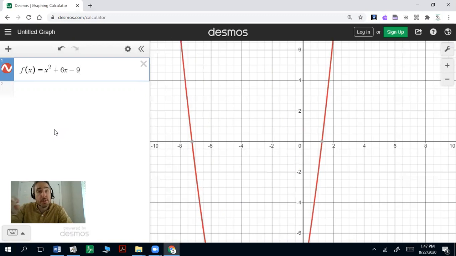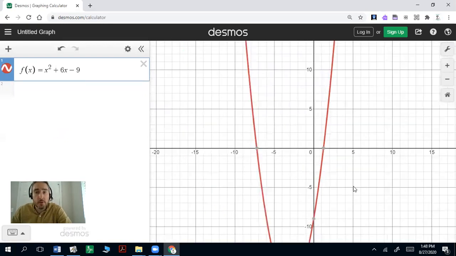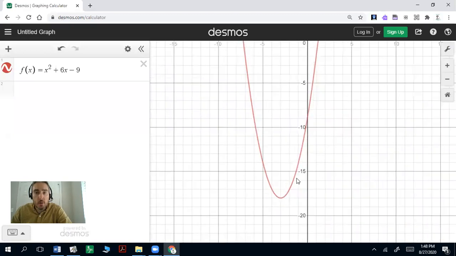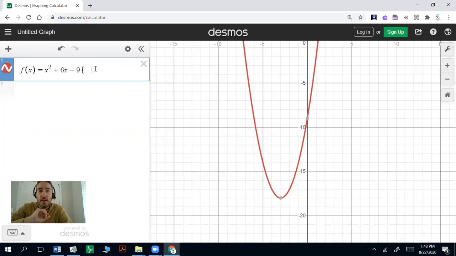Remember, to get a squared, you can do shift 6. Now, if I want to know if that's invertible, you have to look at what is going to make it pass the horizontal line test. And if you look at the vertex of this, when x is negative 3, anything to the right of that, if I put a horizontal line through that, it wouldn't hit this stuff over here on the left side. So you can type that in here by doing a squiggly bracket. That's shift and the bracket sign next to the P. And you can say x is greater than, shift period, hit equal, and it would be negative 3.